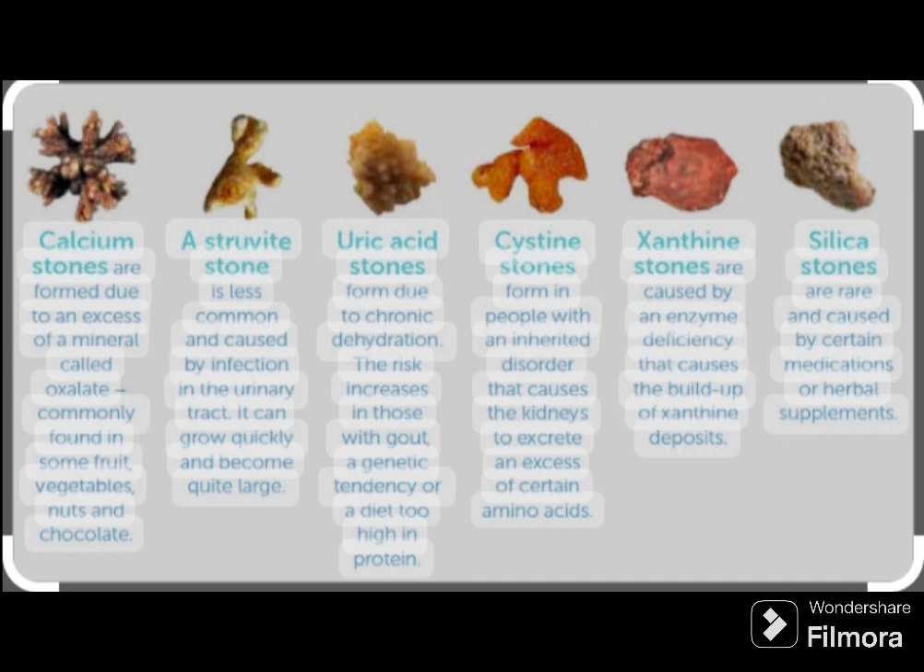Cystine stones form in people with an inherited disorder that causes the kidneys to excrete an excess of certain amino acids. Xanthine stones are caused by an enzyme deficiency that causes the buildup of xanthine deposits. Silica stones are rare and caused by certain medications or herbal supplements. These are about the kidney stones.